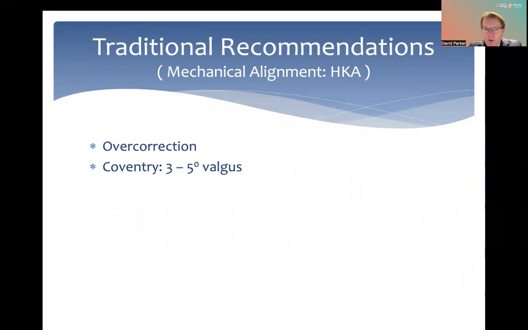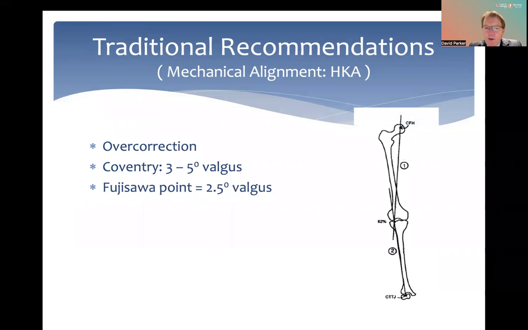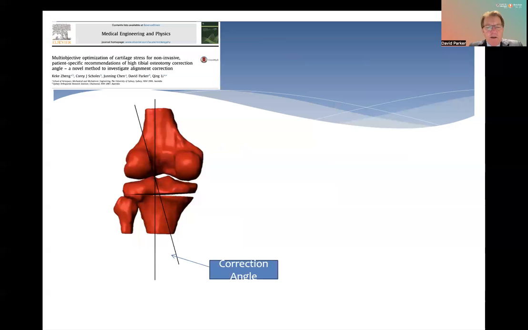If we look at Coventry's recommendations, it was around 3 to 5 degrees of valgus. And then in more recent times, people have largely accepted the Fujisawa point at 62.5% of the width of the tibial plateau, which equates to about 2.5 degrees of mechanical valgus.